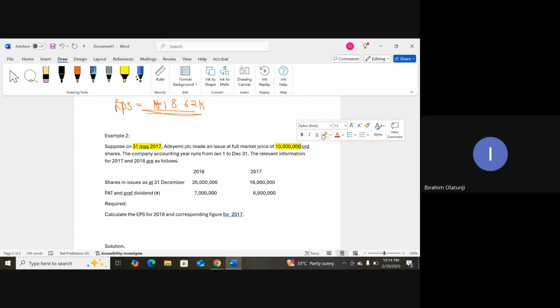So 2017 will come before 2018. This 10 million in 2017, the existing, plus the new issue in 2017, if you add the two together, what do you have? 26 million, which is 2018. So that 26 million is what you now have in 2018. Because in 2017 there is 10 million existing, and the new share again, 16 million. By the time you add the two, it will give you 26 million in 2018. Is it clear?